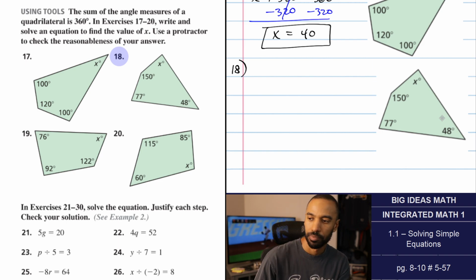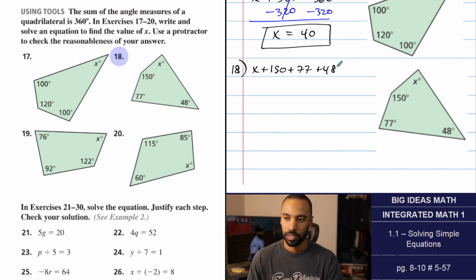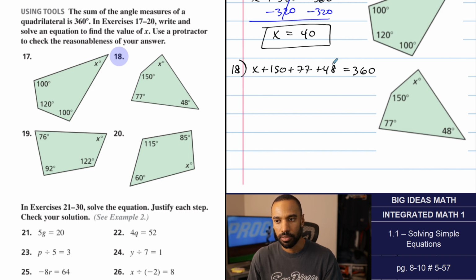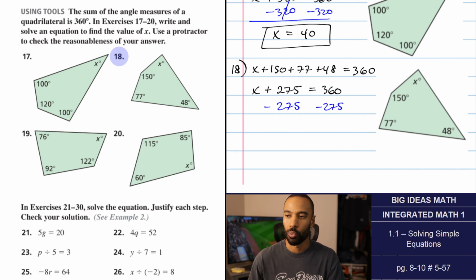But here, let's do the same thing. These all add to 360. And again, if you need to go to the calculator, make it so. 150 plus 77 is 227. 227 plus 48 is 275. So this is x plus 275 equals 360. Same thing as before, we get to subtract 275 from both sides. So it looks like it's going to be the same kind of work each time, no real changes.